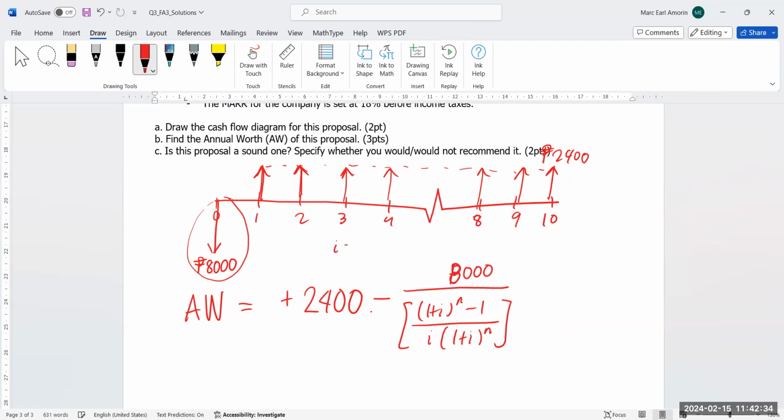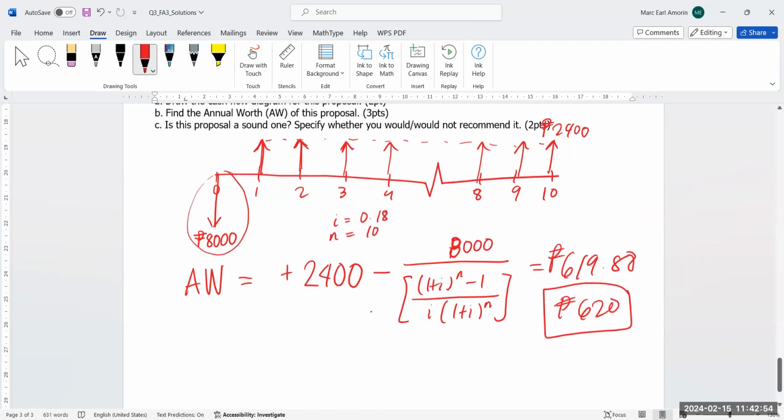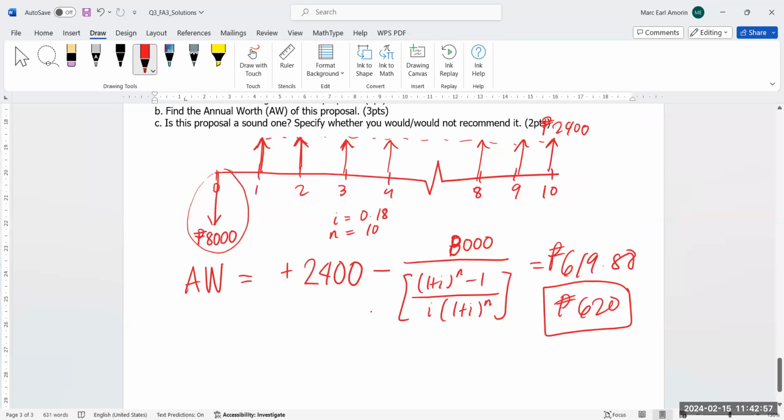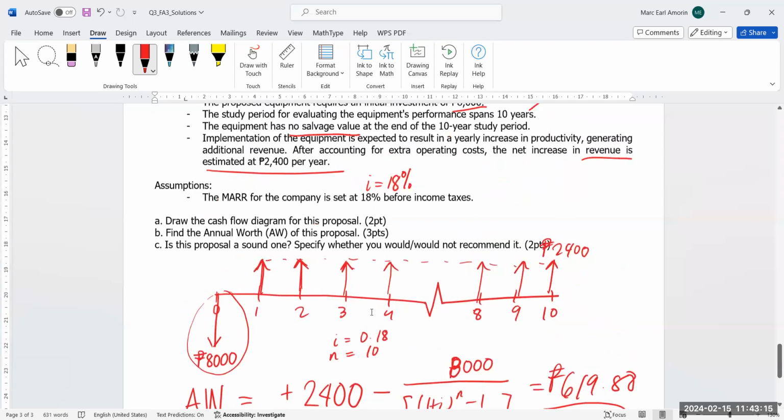i is 18%, so that's 0.18. And n is equal to 10 years. Okay? Plugging in the values into our equation, we should get 619.88 pesos, or approximately 620 pesos. Okay? So how do we answer letter C? Is this proposal a sound one? Yes, this is a sound one. This is economically justified since the annual worth is 620 and 620 is greater than or equal to 0. Okay, so this project or equipment proposal is recommended.